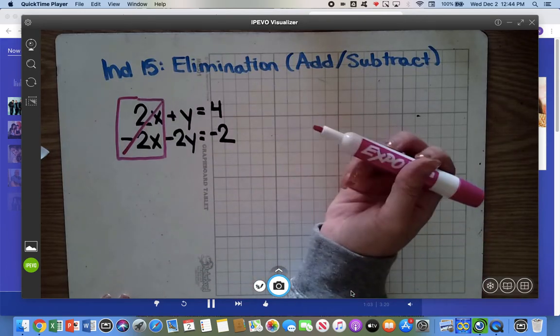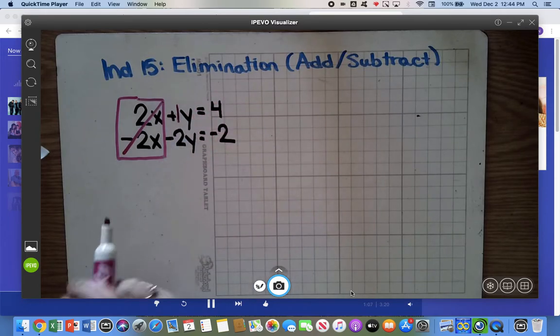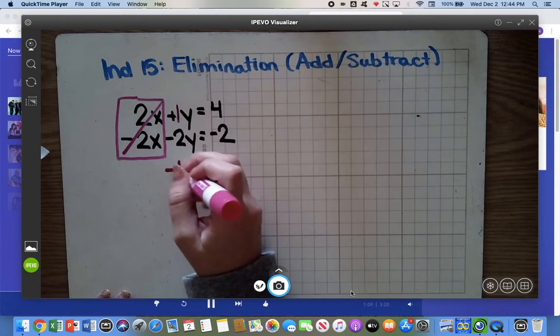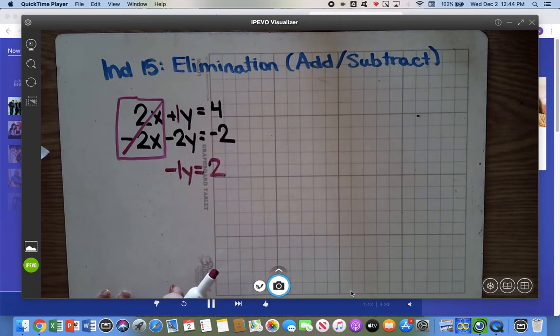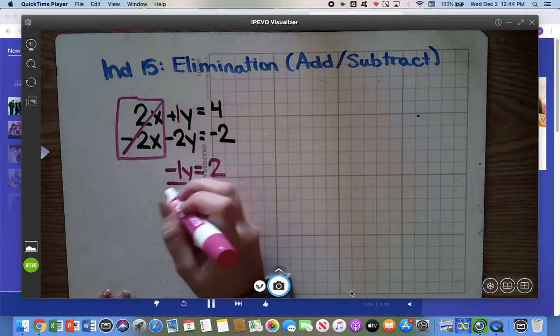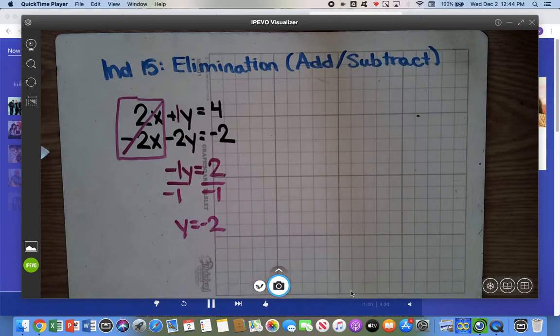So now we just combine what's left. We have a positive 1 and a negative 2, or you can think of that as 1 minus 2, so that's negative 1y equals a positive 2. 4 minus 2 is 2. Then we divide by negative 1, and we get y value as negative 2.